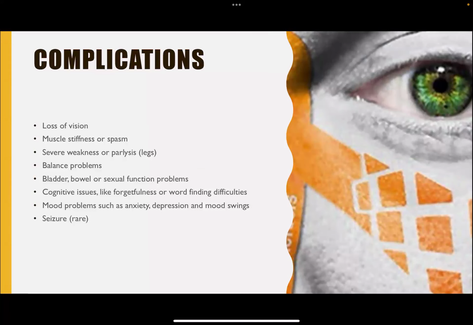Regarding the complications, the most important one is the loss of vision. Some patients will have muscle stiffness or spasm, severe weakness or paralysis, balance issues, bladder, bowel, or sexual function issues as well, cognitive issues like forgetfulness or word finding difficulties, and mood problems such as anxiety, depression, and mood swings. It commonly happens because the patient is living with a chronic condition and is having cognitive dysfunction as well due to the demyelination process, the inflammatory process that's going on. Seizure is rare, however.